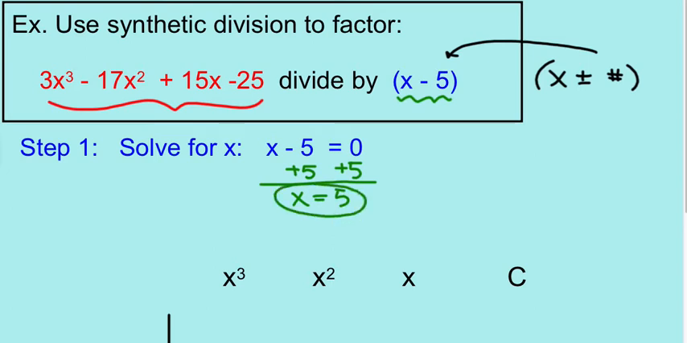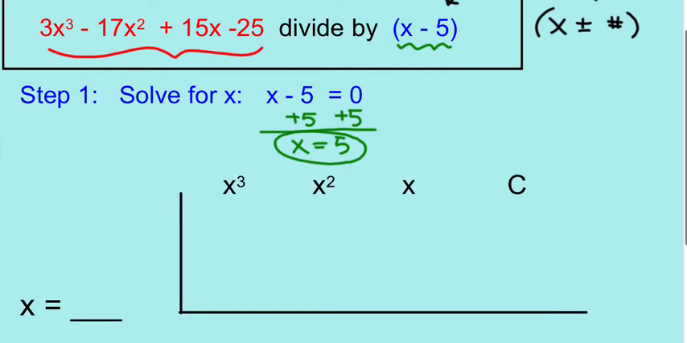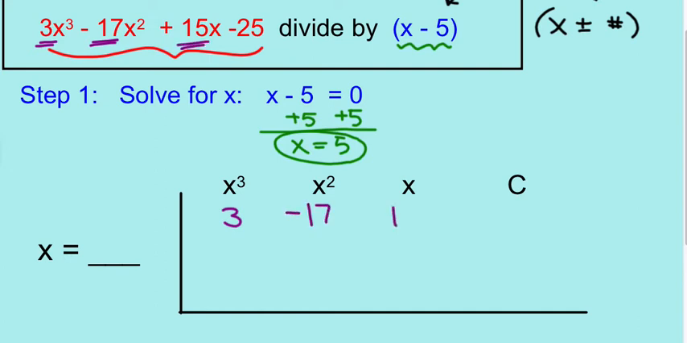The next thing is to go ahead and set up a box. And we're going to use the numbers in the red to help us. I'm just going to bring this box up a little bit here. So the first number we want to use is 3. So that's going to go underneath the x cubed placeholder. Then negative 17 is going to go under the x squared placeholder. And then 15 is going to go under the x placeholder. And then negative 25 is going to go under the constant placeholder.